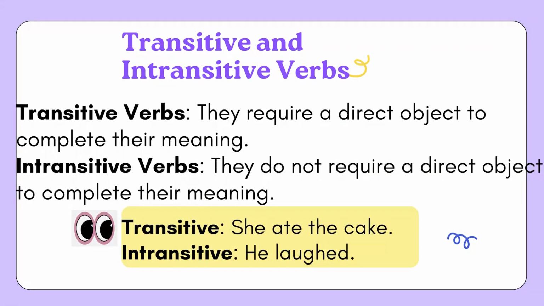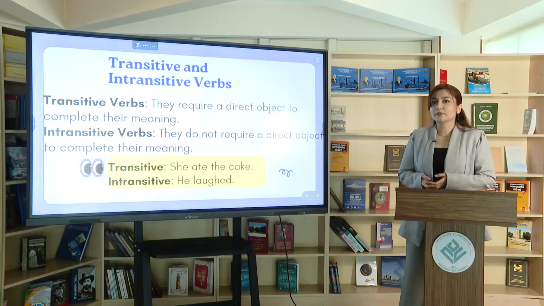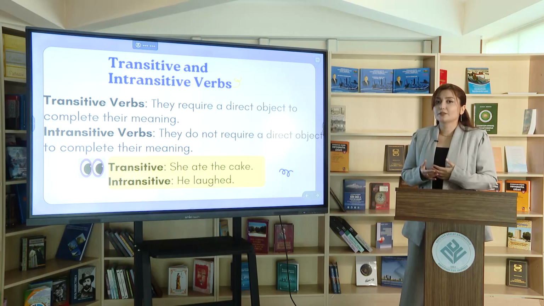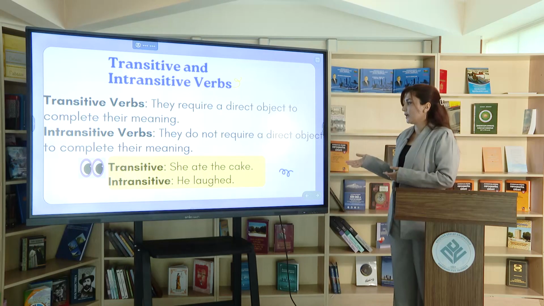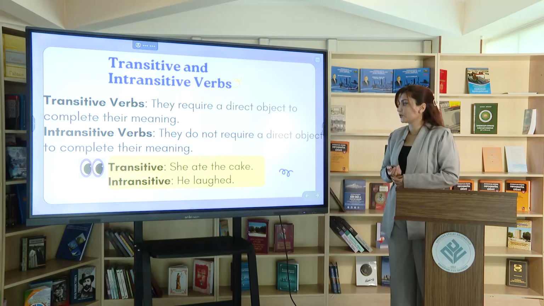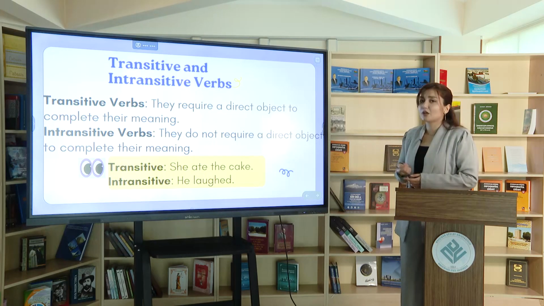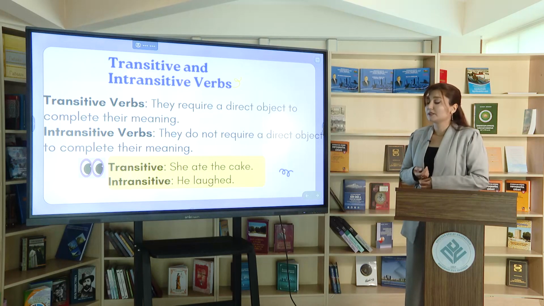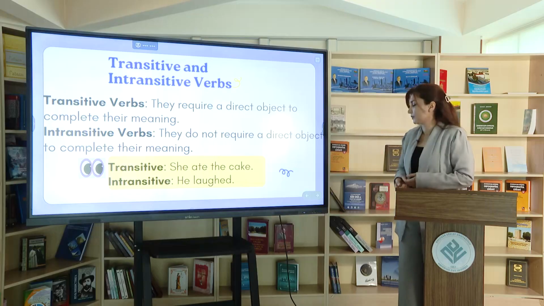Transitive and intransitive verbs. Transitive verbs require a direct object to complete their meaning, but intransitive verbs never require any direct object to complete their meaning. For instance, she ate the cake is a transitive verb because we use a subject or noun to complete the meaning of ate, but for intransitive verbs, he laughed.